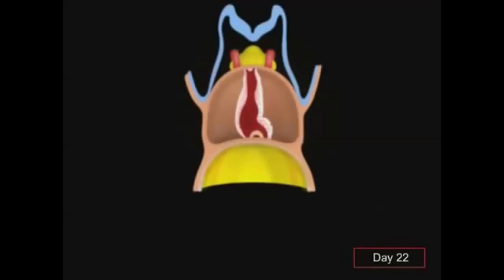So this is the 22nd day. From the dorsal part of the embryo we can see only the neural groove. There is no neural tube, but nevertheless the heart already exists. The heart already contracts.